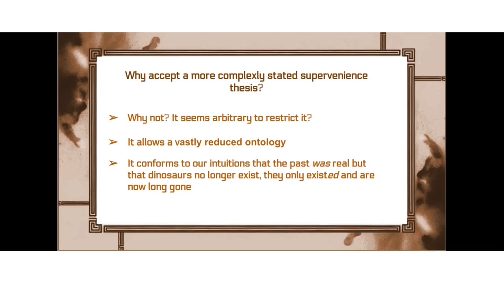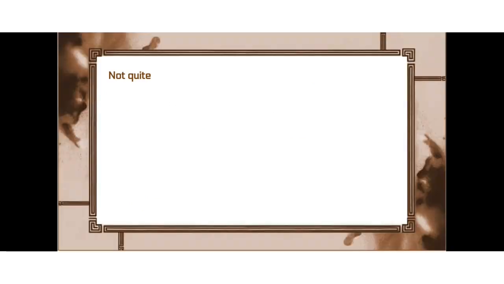Right. Why should we accept that we can add these two last bits? Well, why could we add the first bit, right? Non-being seems pretty arbitrary to restrict it. And also, there's a good methodology here. It's going to allow us to have a vastly reduced ontology. And it's going to conform to some intuitions that the past was real, but that it no longer exists. So capture that sort of strange sense of, yes, was concrete, did very much exist, but also not part of our ontology. Simple and intuitive, right?